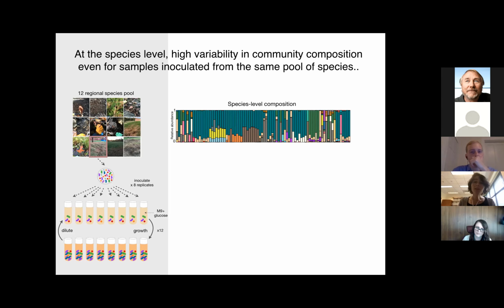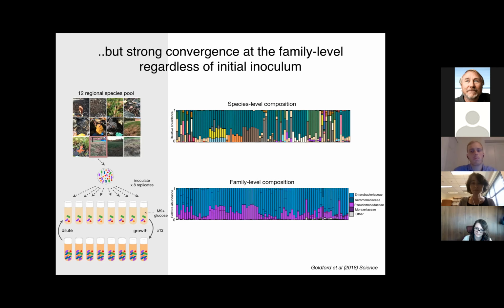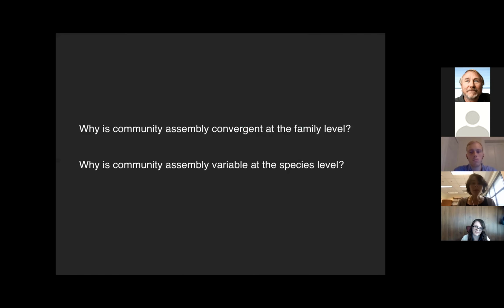What we can clearly see is that there is high variability, even for samples that were inoculated from the same pool of species. But when we looked at the family-level composition, we find a strong convergence regardless of the initial inoculum, with most communities being dominated by 2 families, the Enterobacteriaceae and Pseudomonadaceae. So these observations led to 2 fundamental questions. Why is community assembly so convergent at the family level? And also, why is community assembly so variable at the species level? For the sake of time in this talk, I'll only focus on the first question: why is community assembly so convergent at the family level?